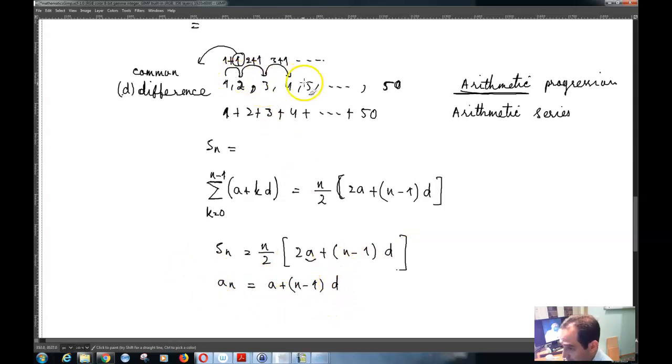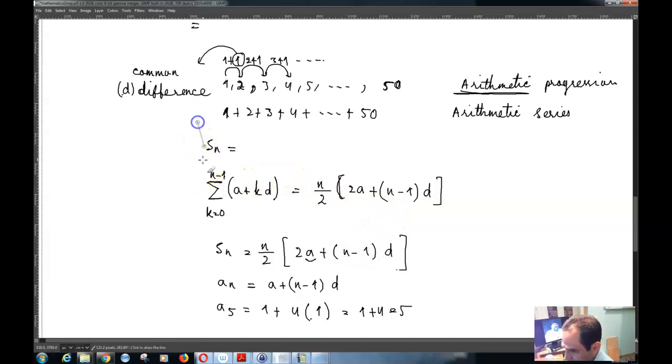Meaning that, for example, suppose that I want to find the 5th term in this arithmetic progression. I just write a of 5 is equal to a, which is 1 over here, plus n minus 1, which is 4, times d, and d over here is 1. So 4 times 1. So this is equal to 1 plus 4, which is equal to 5. This number over here is the 5th term in this arithmetic progression.